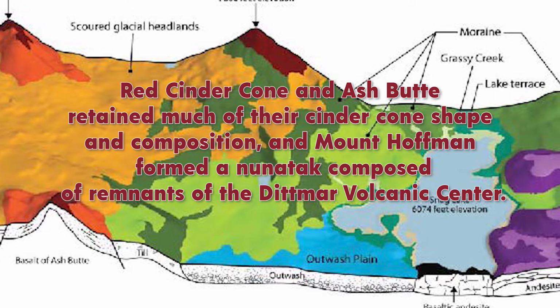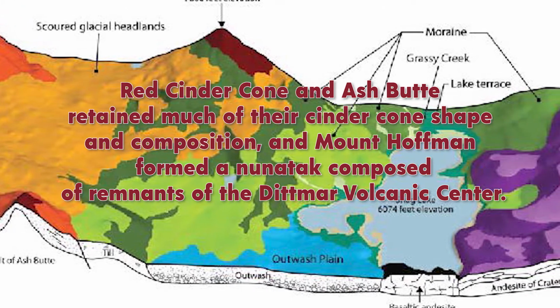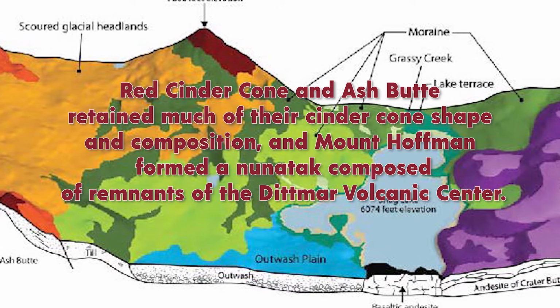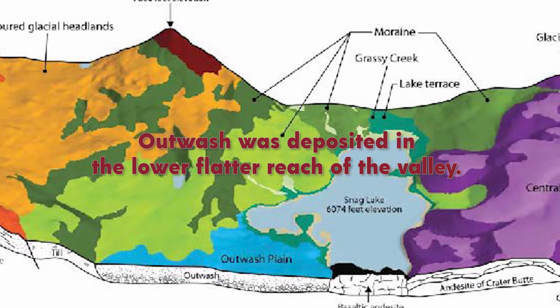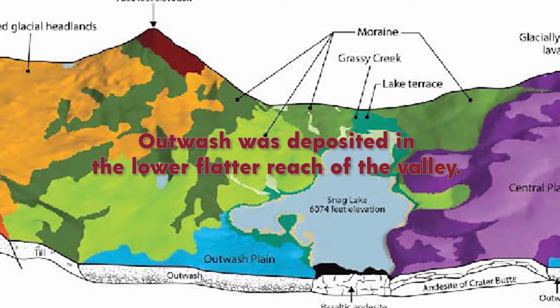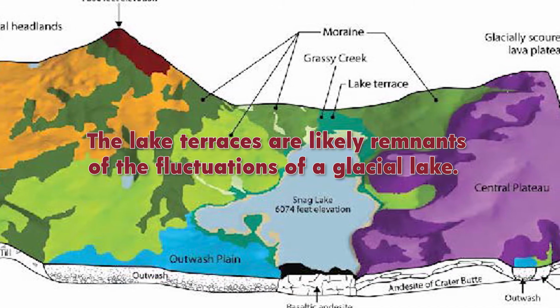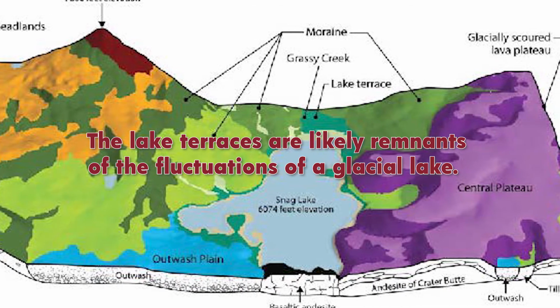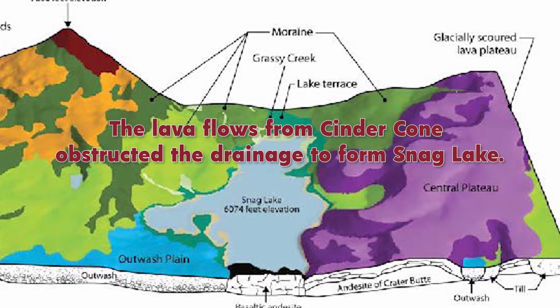Red Cinder Cone and Ash Butte retained much of their cinder cone shape and composition, and Mount Hoffman formed a nunatak composed of remnants of the Ditmar volcano center. Outwash was deposited in the lower, flatter reach of the valley. The lake terraces are likely remnants of the fluctuations of a glacial lake. The lava flows from the cinder cone obstructed the drainage to form Snag Lake.